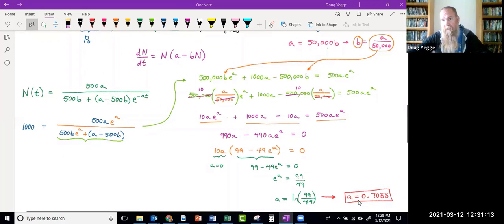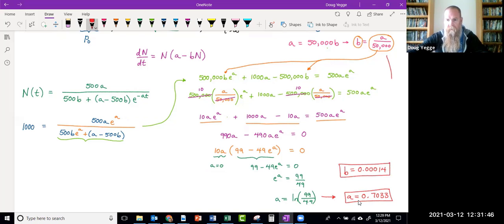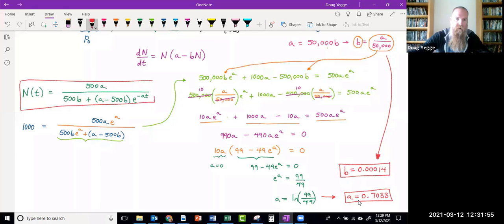Now keep in mind that by using the original relationship between A and B up top, we know that B will be equal to that quantity divided by 50,000. So when we take that quantity and divide by 50,000, we end up getting 1.406, so that becomes 0.00014 or so. Okay, and that was simply by using this formula. So now we know A and B, which means we can go back to our original function, our logistic equation, and we just simply plug in our quantities for A and B.